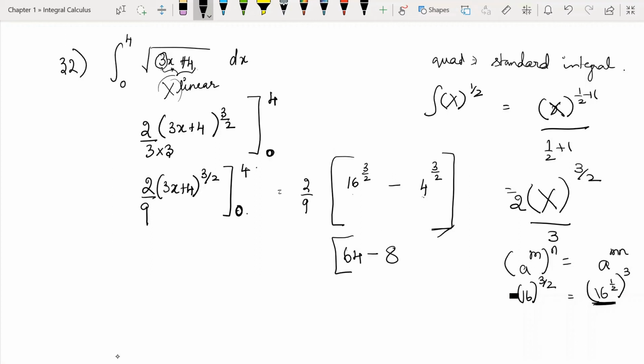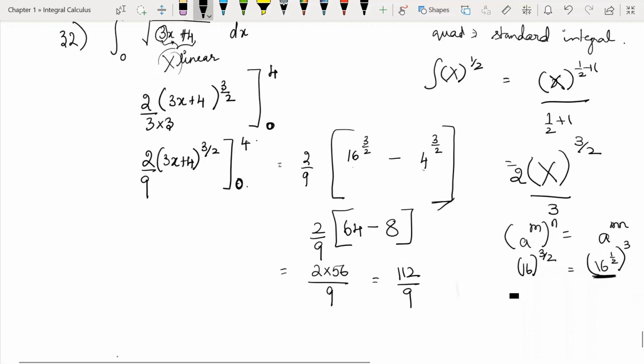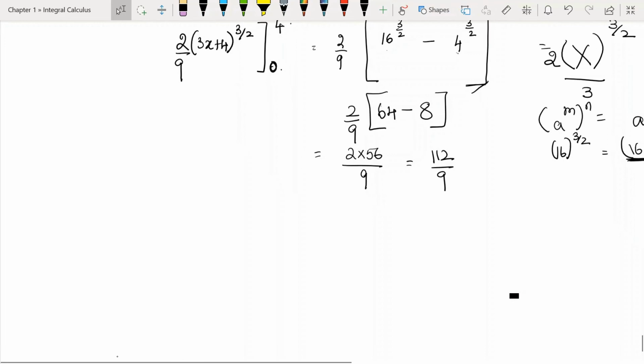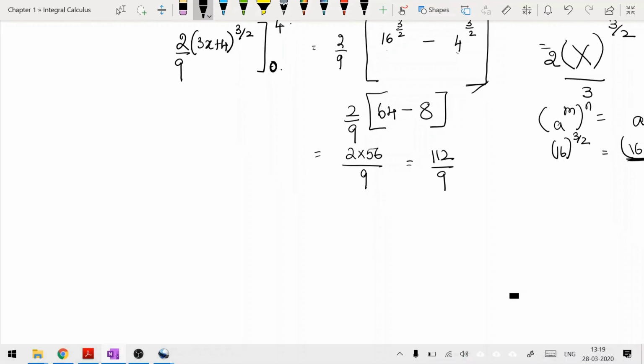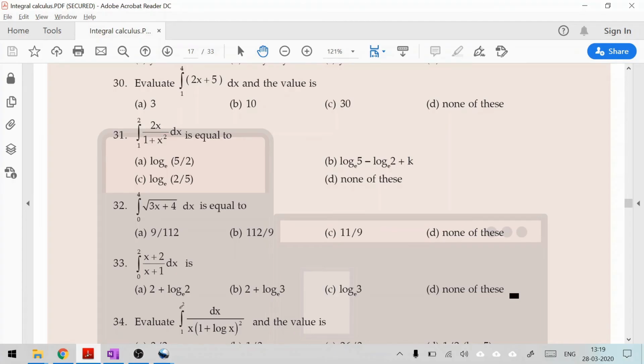So close the bracket and put a 2 by 9 which is there outside. What is 64 minus 8? It is nothing but 56. So here we are going to write 2 into 56 divided by 9. And what is 2 into 56? 112 by 9. So this is what we have. Let's look at the options. 112 by 9 is option B.